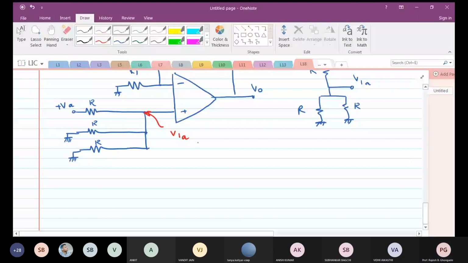So V1A I can have as VA into this R parallel R, the lower branch, applying potential divider equation, divided by R parallel R plus R. Okay, that gives me VA into R by 2 divided by R plus R by 2. All right.